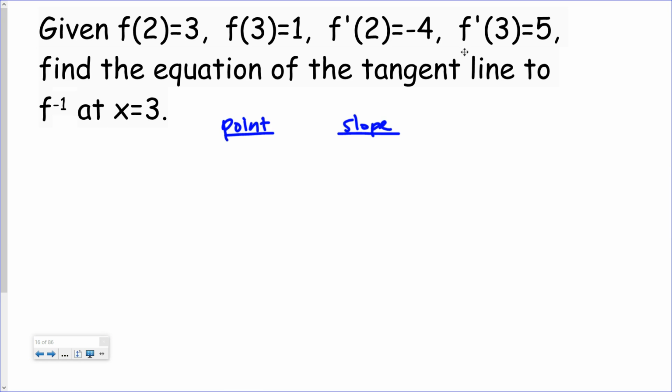Okay, I've got lots of points here. So how do I know which point they want? Right here, right? It says find the equation of the tangent line to f of -1 at x equals 3. So I need the point where x equals 3. Now be careful here, guys. This actually is not f. Just because you see f here doesn't mean that this point is a point on the function f. Here it says find the equation of the tangent line to f of -1.